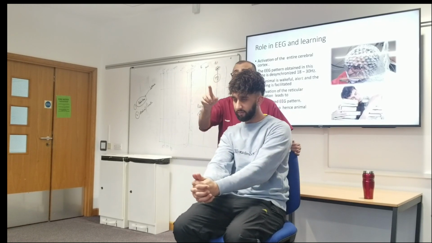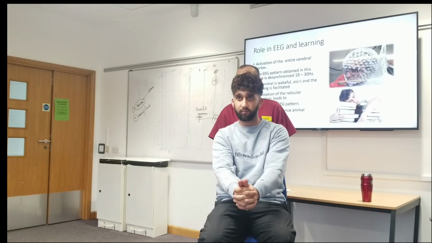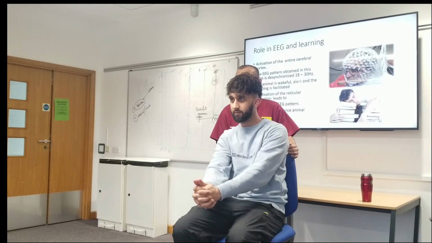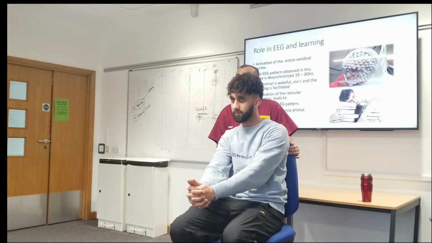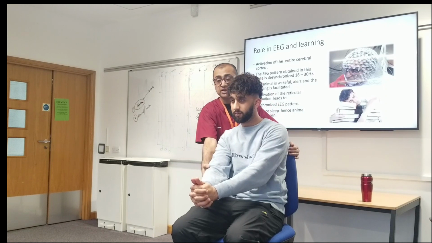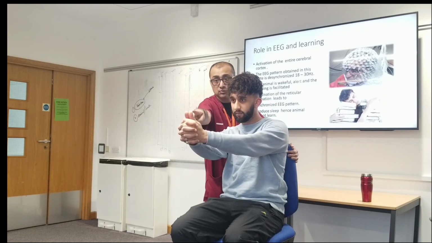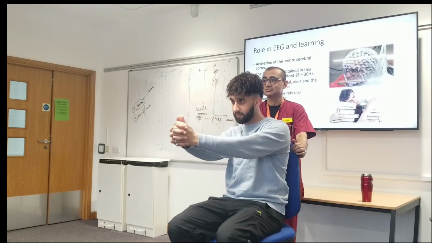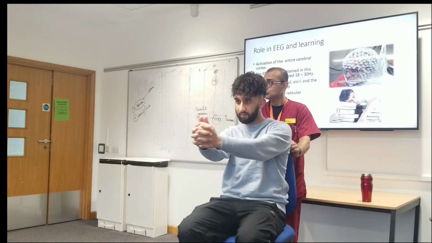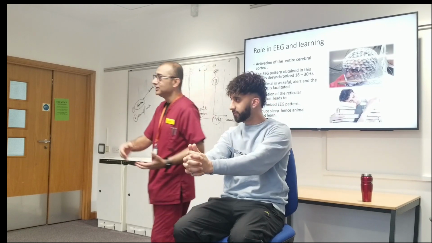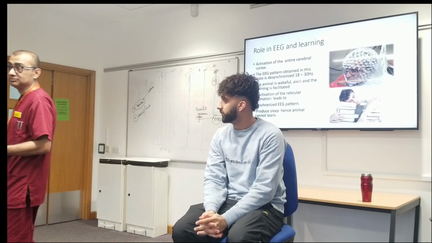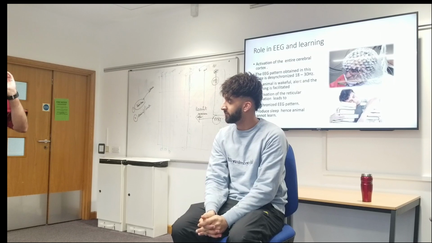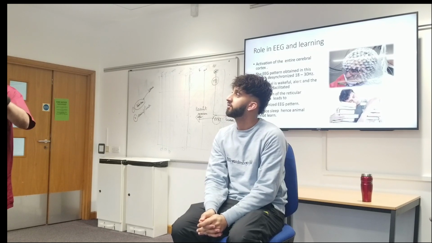Just look straight ahead. What's happening to his eyes? Moving. Now keep your hands up like this. Just focus over here and now see what's happening to his eyes. Not moving. VOR is cancelled. This is done by the cerebellum. So the cerebellum can overpower VOR and cancel it.